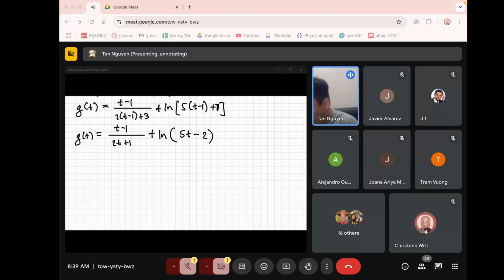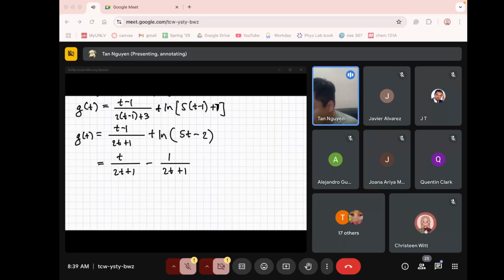All right. Now, I need to find a series. What kind of series am I finding here for g of t? Am I finding a Taylor series or Maclaurin series for g of t? Maclaurin. Yes, Maclaurin series. So now this one is almost ready, but I need to split them apart. I'm going to split this into t over 2t plus 1 and minus 1 over 2t plus 1.